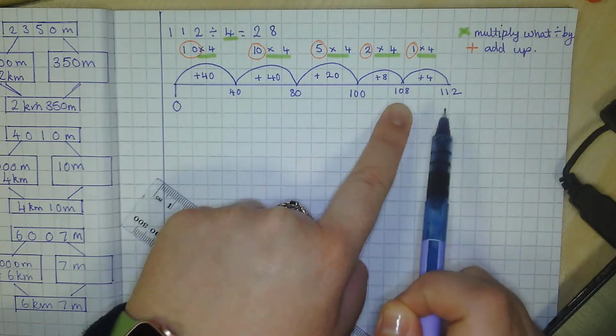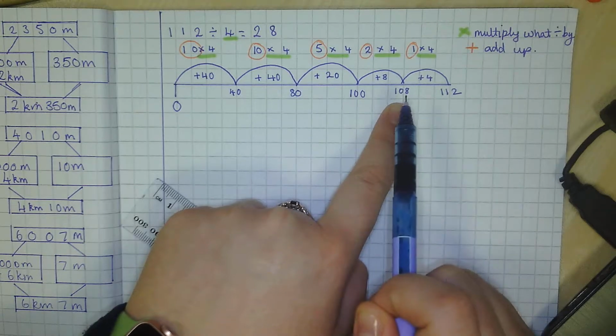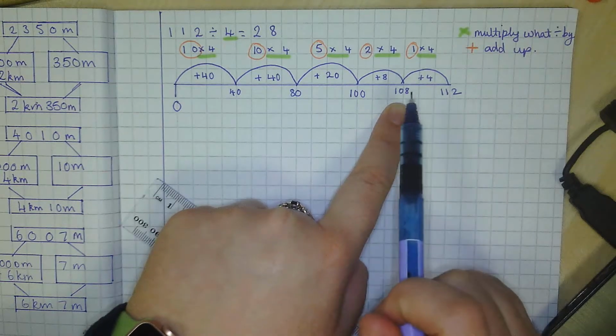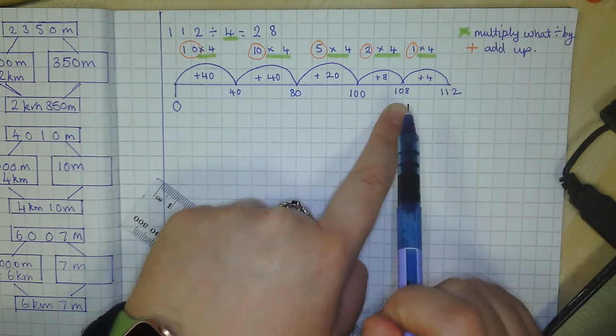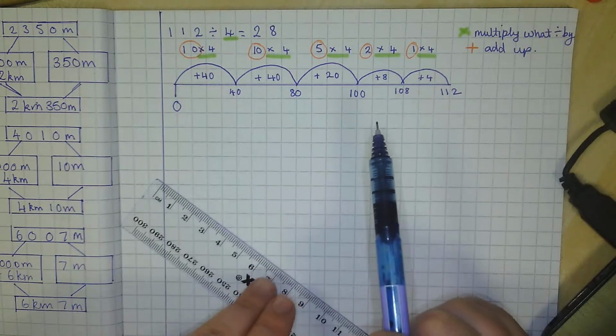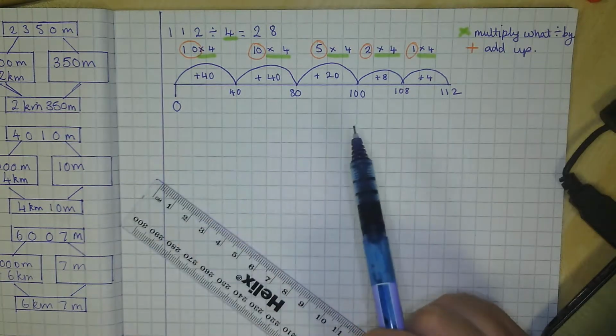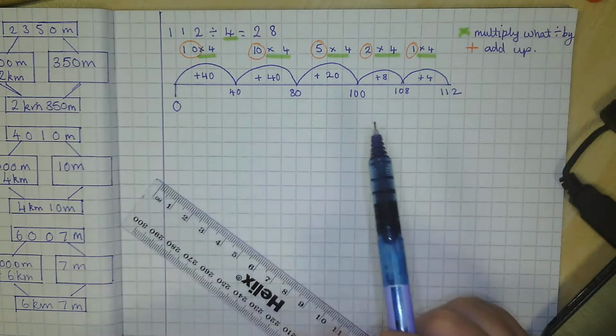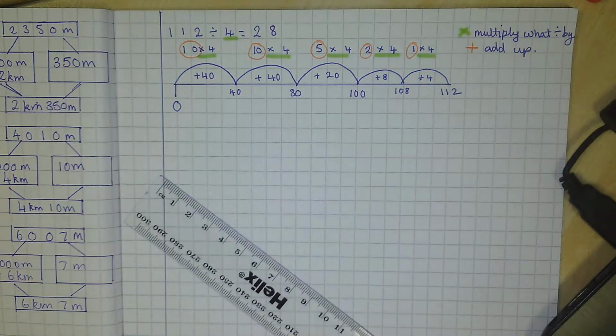And then you need to think about what I have left over. So 112 and 108, the difference is 4, because if you think about it, I have 108, 109, 110, 111, 112, so that is 4. So you know that 1 times 4 is 4.